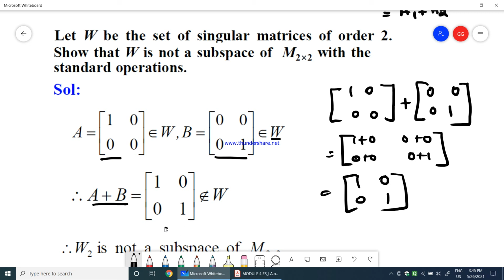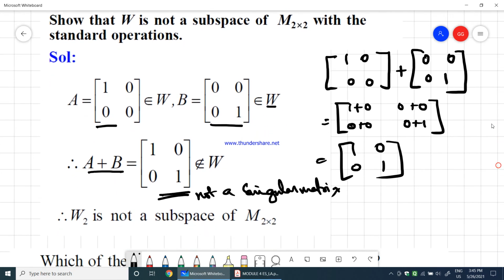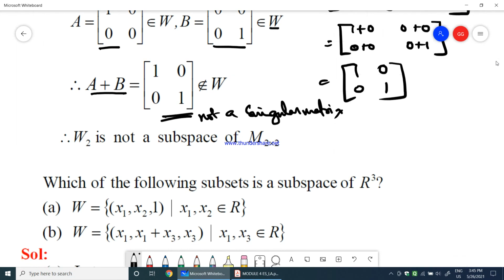Now this is not a singular matrix. Therefore that doesn't belong to W. Adding A and B will not give you a singular matrix. Therefore that doesn't belong to W. Therefore I can easily say that W is not a subspace of M2x2.